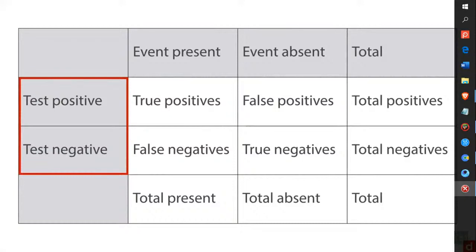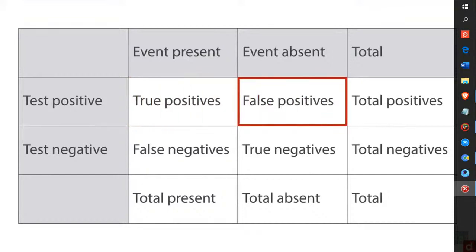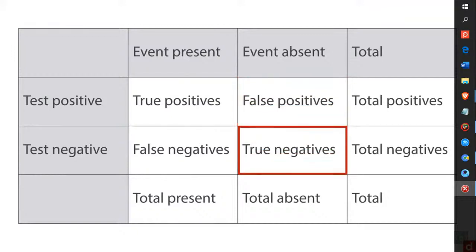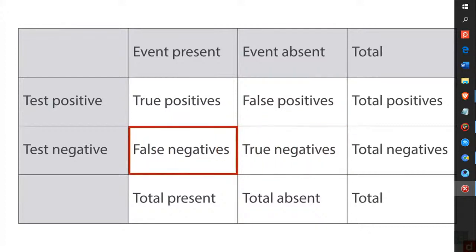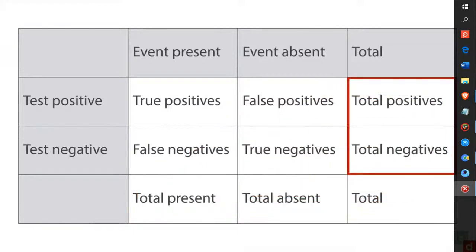And then you have these combinations of true positives, where the test says it's happening and it really is, and false positives, where the test says it's happening but it's not. And then below that, true negatives, where the test says it isn't happening and that's correct. And then false negatives, where the test says there's nothing going on, but there is in fact the event occurring. And then you start to get the column totals, the total number of events present or absent, and the row totals that talk about the test results.